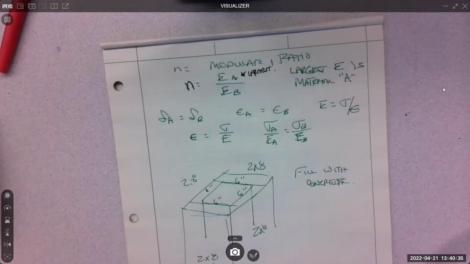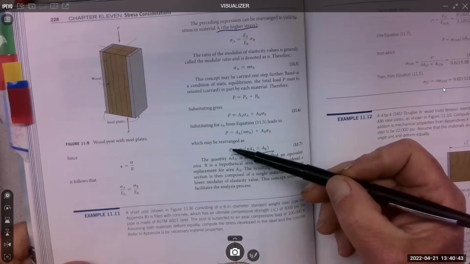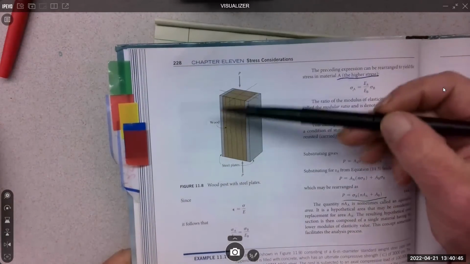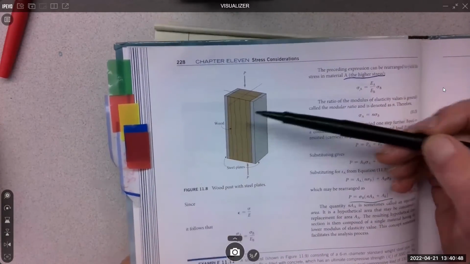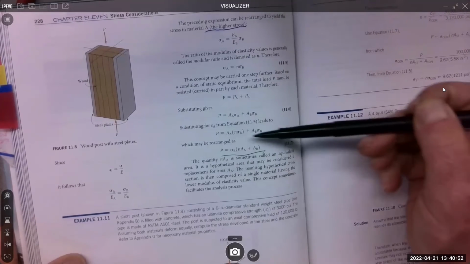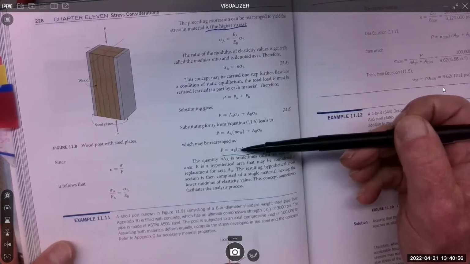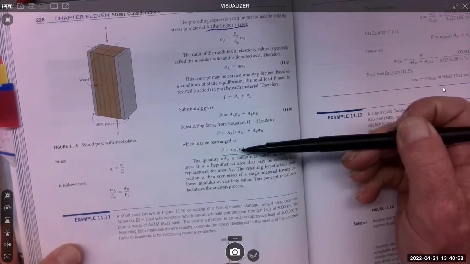The only reason we need the modular ratio is it does show up in the load equation. So if you want to know the load, P, on a combined system, a system that has two materials acting together, then they give you this. This is what all this boils down to, the load equation. And in it, you'll see n. There it is, and that's just the modular ratio.